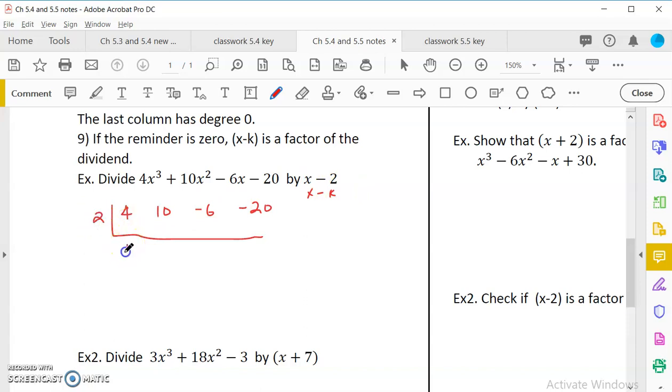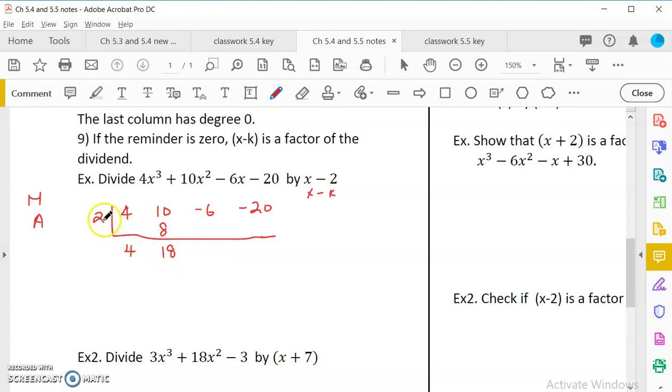You bring down the first one. So this is set up. Without doing anything, that's what you set up. So now we start to do multiply and add. It's only 2, so that's why it's quicker. It's multiply and add, no subtraction. Multiply is multiplying this number with this number. So it becomes 8, and you put it here. After this, you add them.